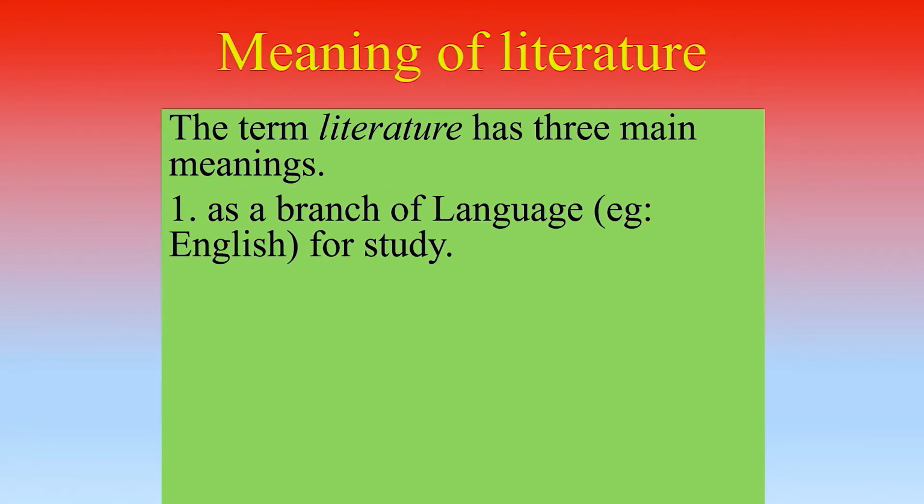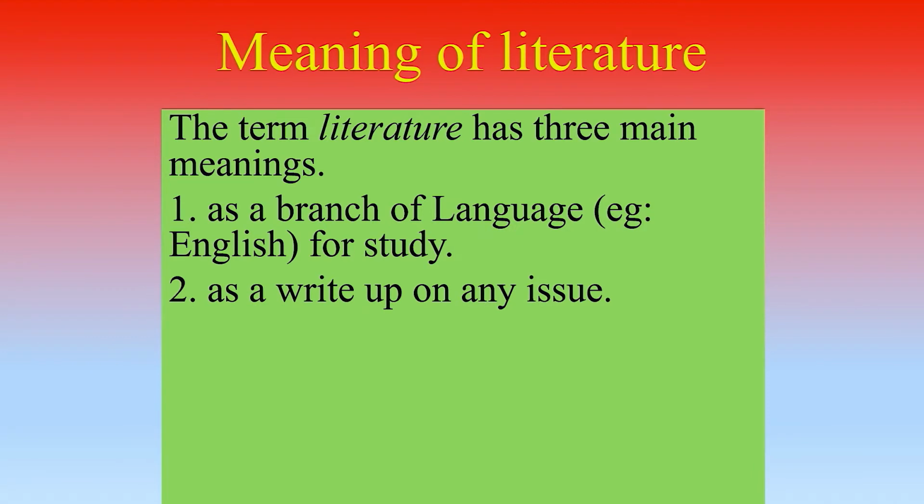Anytime we say literature, it can be that it is referring to a branch of what? Language. A language like Wali, she mentioned. A language like English we are talking about. A language like Swahili. So any branch of language that we study. So literature can refer to a branch of language that is being what? Studied. So I kept in bracket, example English. So we say literature when we are referring to a branch of a language like English, for example, that is being studied. Good.